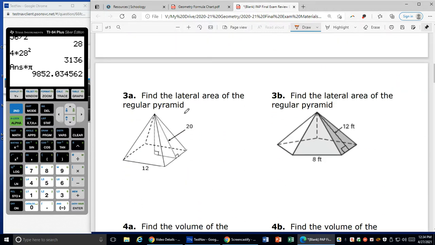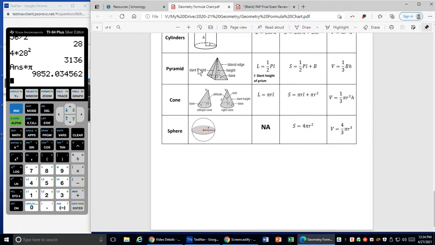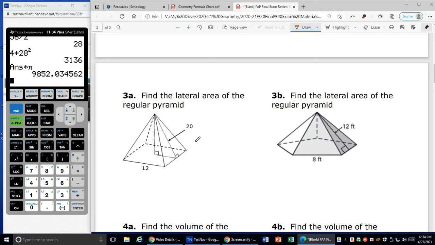Let's look at 3A. Find the lateral area of the regular pyramid. So lateral area of a regular pyramid: my lateral area equals 1/2 capital P L. The base here, if it's a regular pyramid, that means I have a regular shape as my base, which means all the sides have the same length and the same angle. So it must be a square.